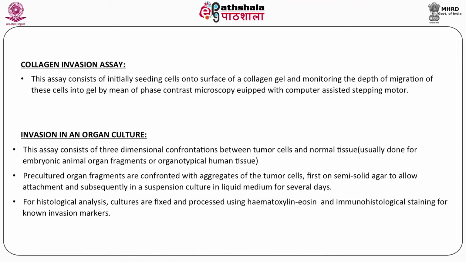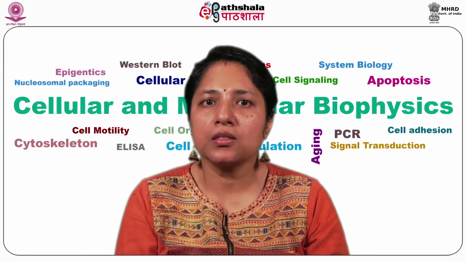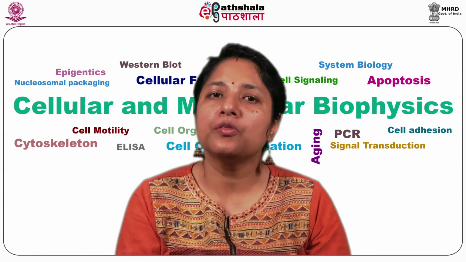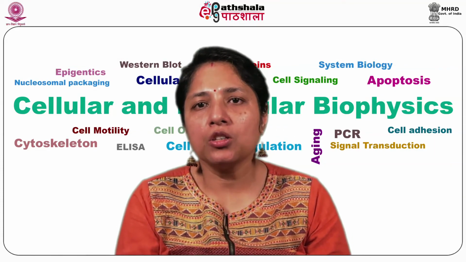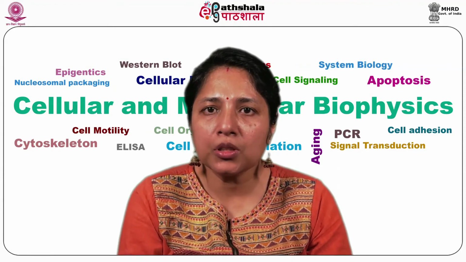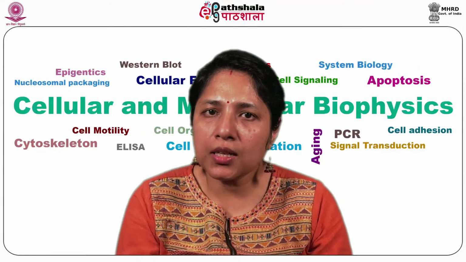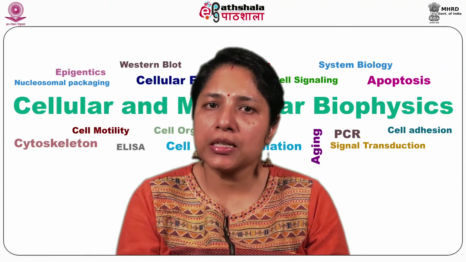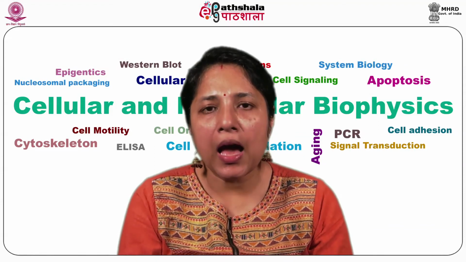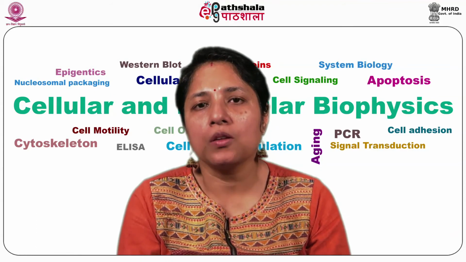The other method is the invasion in organ culture. This assay consists of three-dimensional confrontations between tumor cells and normal tissue, usually done for embryonic animal organ fragments or organotypical human tissue. Pre-cultured organ fragments are confronted with aggregates of the tumor cells, first on semi-solid agar to allow attachment and subsequently in a suspension culture in liquid medium for several days. For histological analysis, cultures are fixed and processed using hematoxylin eosin and immunohistological staining for known invasive markers.